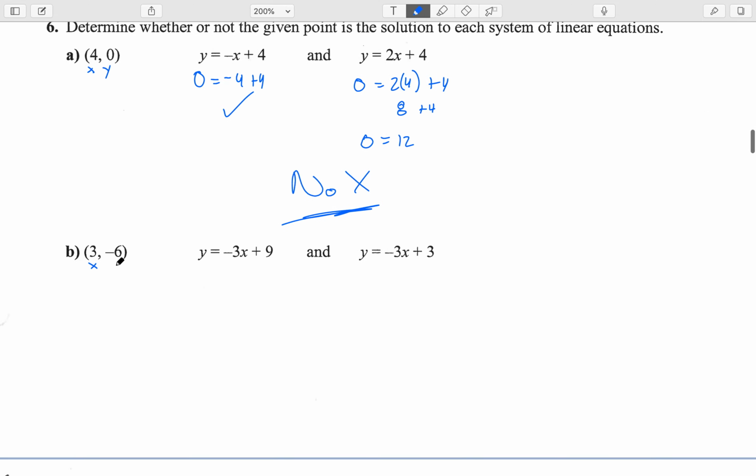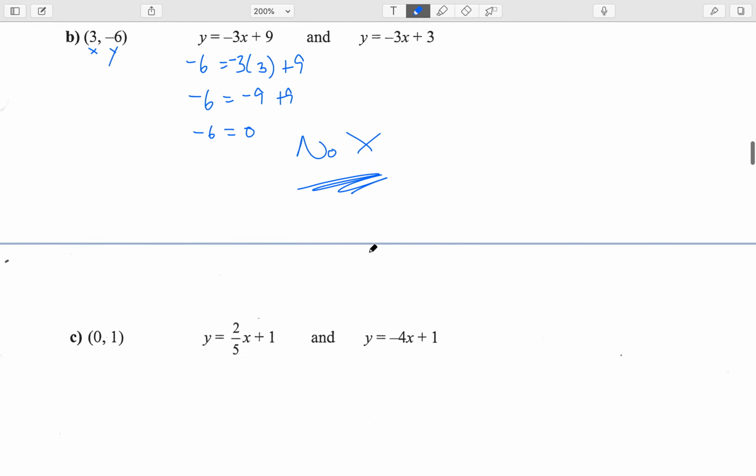Okay, let's try this one. The x value is 3, y value is negative 6. So negative 6 is equal to negative 3 times 3 plus 9. Negative 6 is equal to negative 9 plus 9, which is 0. No, doesn't work. Not at all. Okay, so that one's wrong too.